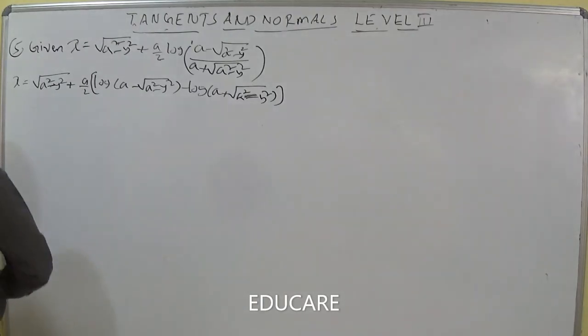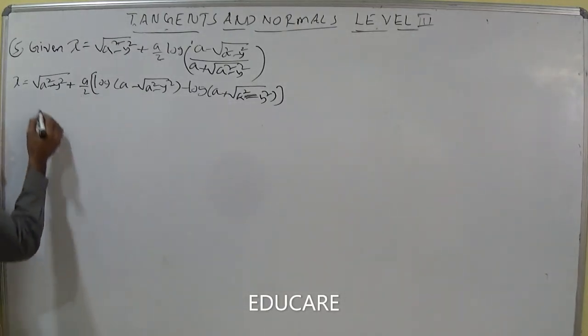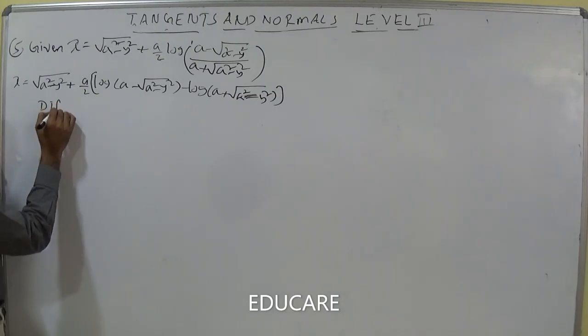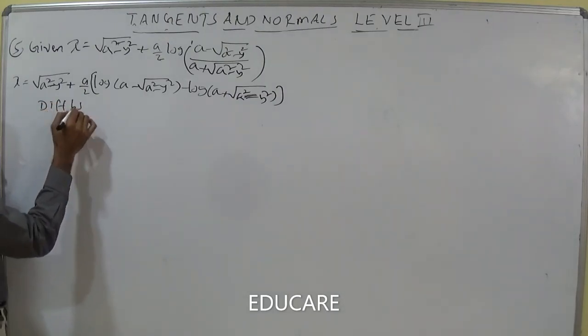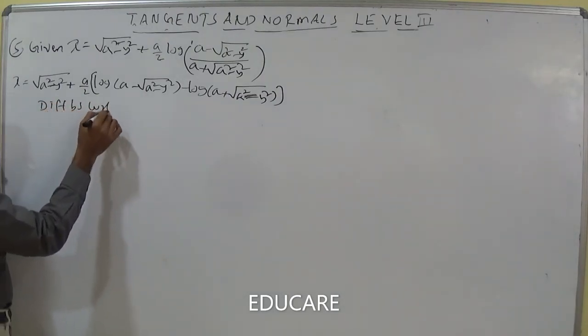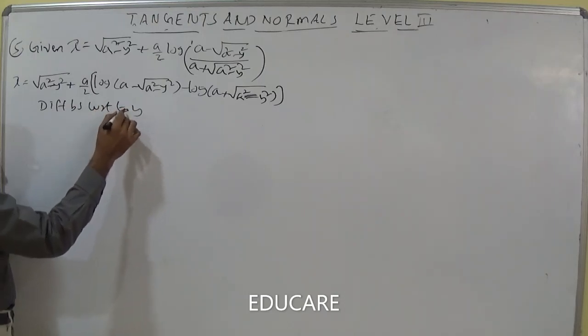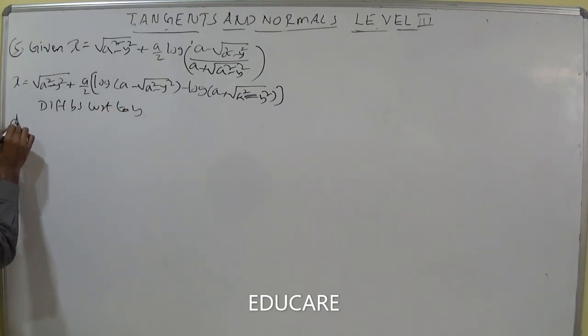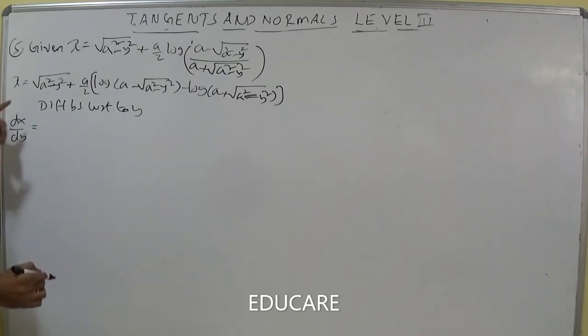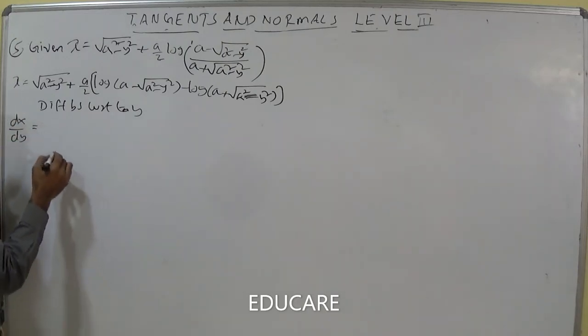So it becomes x is equal. Now differentiate both sides. Differentiating both sides with respect to y, you can write dx by dy, not dy by dx. Dx by dy. We know that the derivative of root x is 1 by 2 root x.